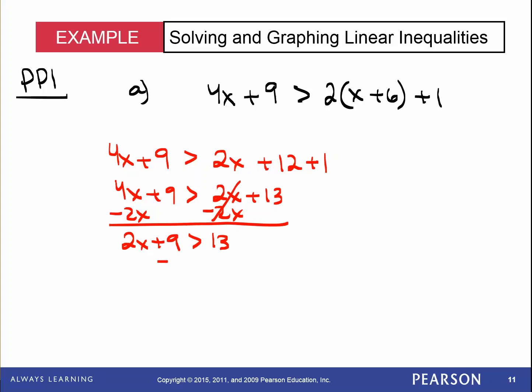Alright, and how about subtract 9 from here, giving us a 4. Divide by a positive 2. Since it's a positive 2 we're dividing by, there's no change in the inequality. Cool. Okay, the instructions, I guess I should read the instructions for you guys too here. Solve each inequality and graph its solution set.